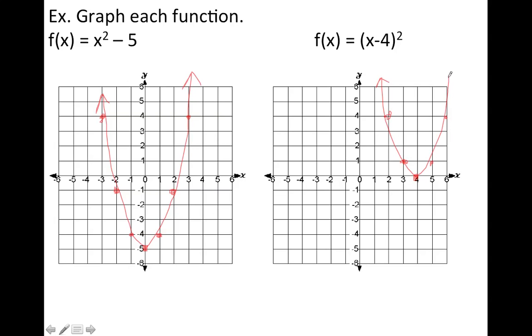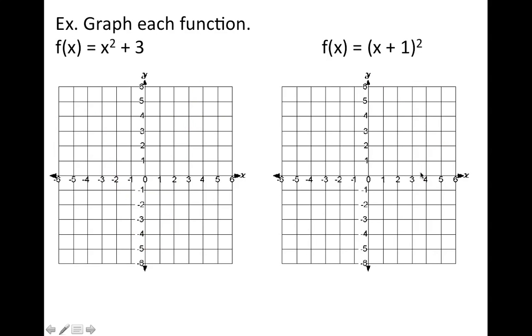Notice what our transformation would be. We moved our point from (0, 0) over to 4, so our transformation would be right 4. So go ahead and graph these functions.